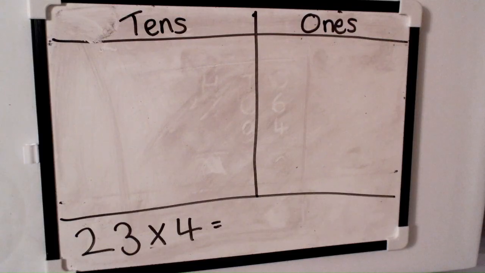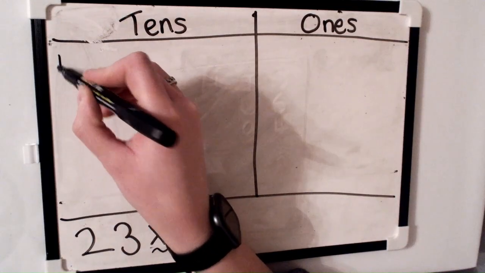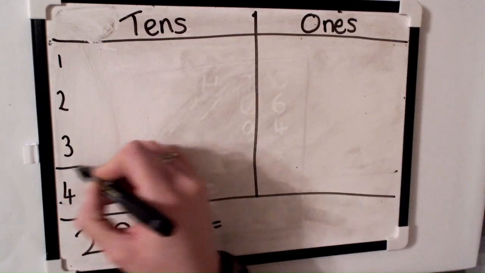So the first step of multiplication is the concrete stage, and in the concrete stage we use real objects to represent the calculation. Today I'm going to use place value counters and a chart. We're going to solve the calculation 23 multiplied by 4. That means we've got 4 equal groups of 23. So I'm going to start by making 4 groups.